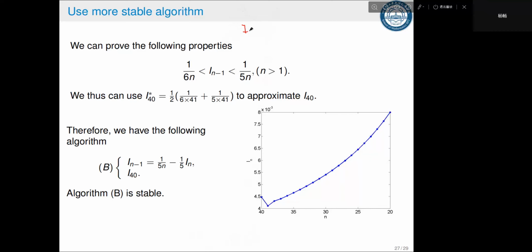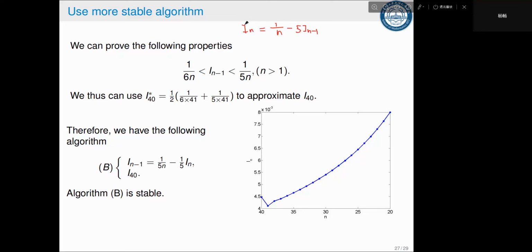So you see, I get my recursive formulation: I_n equals 1 over n plus 5 times I_{n-1}. Okay, this is my recursive formulation.